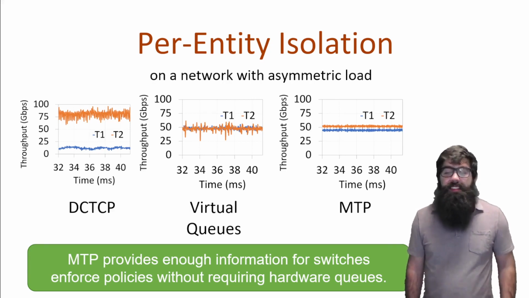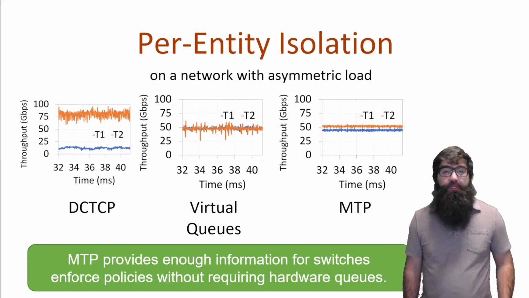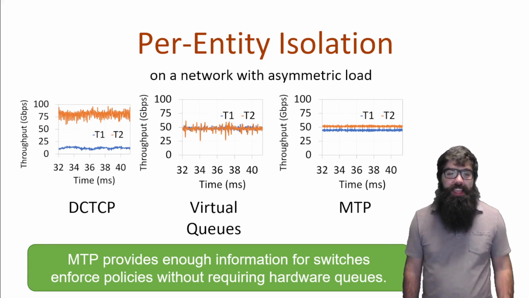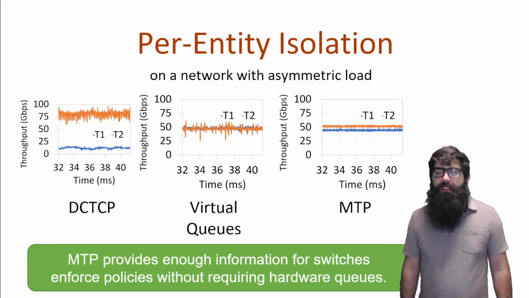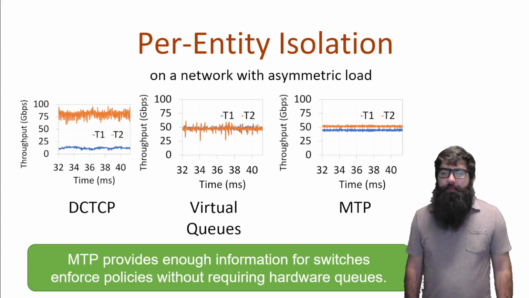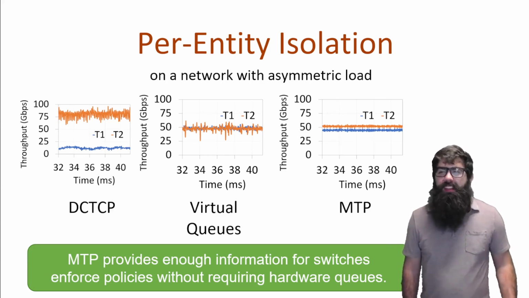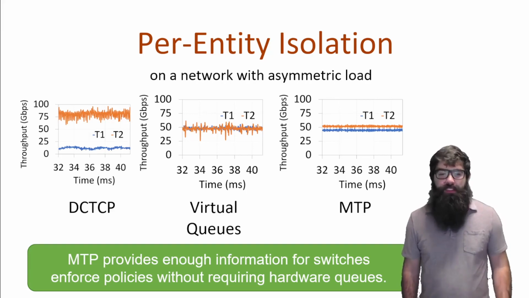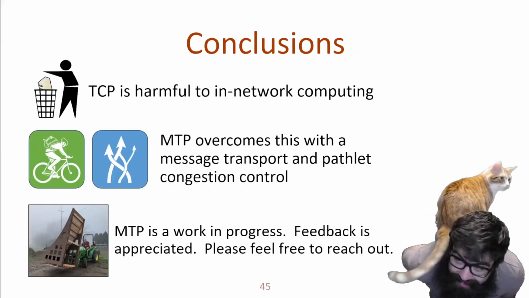Next, we consider the scenario of virtual queues, which uses a resource inside the network to provide isolation. Although virtual queues provide good isolation, they are a scarce resource, so it is not always possible to do this for a large number of tenants. In contrast, MTP is able to perform per-traffic class congestion control feedback, and end hosts evolve per-pathlet congestion windows, and this allows for per-entity isolation without any dedicated resources inside the network.